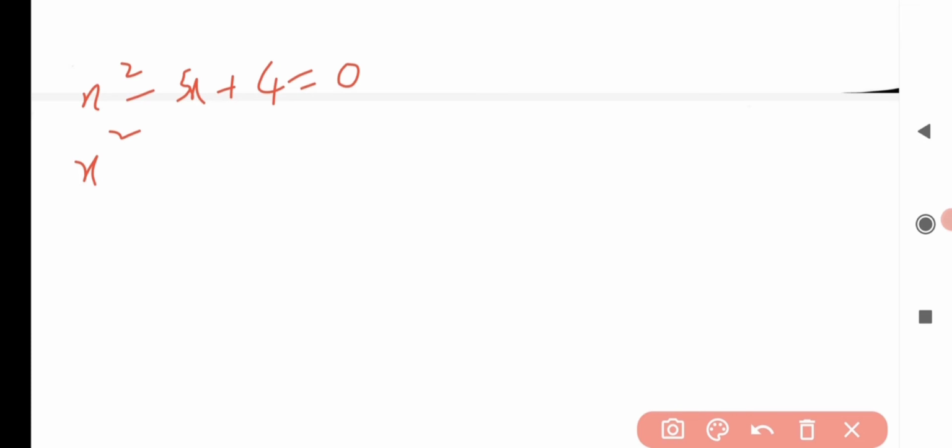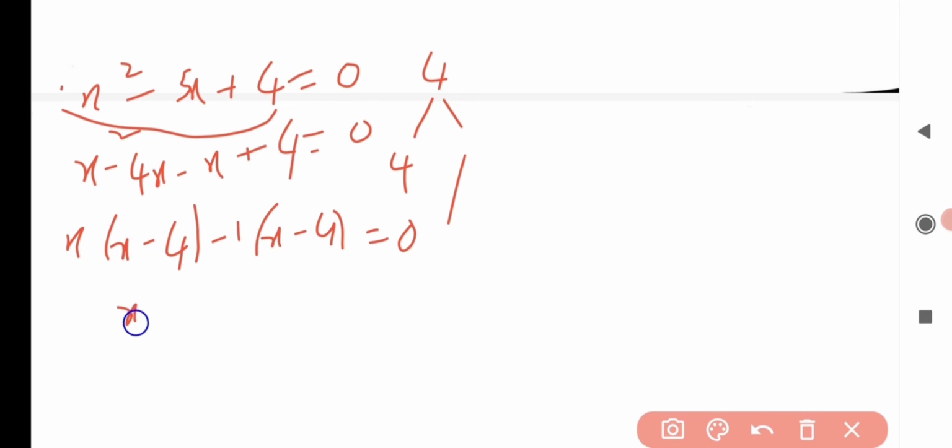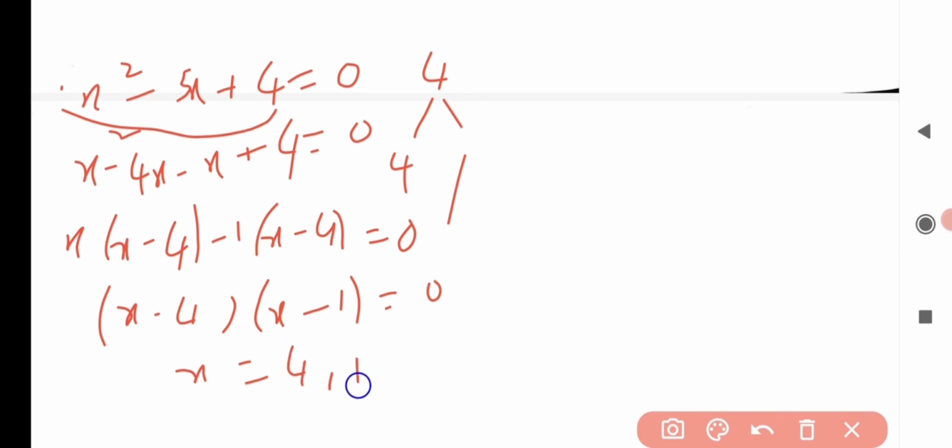x square, here the coefficient is 1, here the constant is 4, in the 4 table. I want 4. In which table do we get the 4? 4 ones are 4. So x square minus 4x minus x plus 4. Here x is common: x, x minus 4. Minus 1 is common: minus 1, x minus 4. So x minus 4 is common, x minus 1 equals 0. Then x equals 4 comma 1. So 4 comma 1 are the zeros.